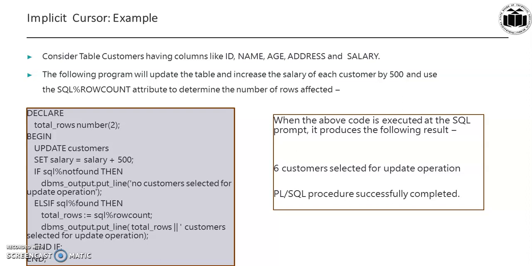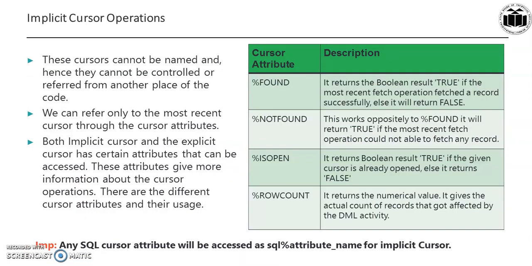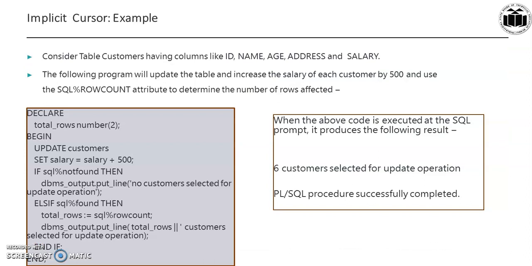So now the question is, how can we use those attributes? You can see one important note here. Any SQL cursor attribute will be accessed as the keyword SQL followed by % and the attribute name for an implicit cursor. So in the example, in the declare section, you can see one variable total_rows with data type number. In the begin section, one update operation is there: update customers set salary equal to salary plus 500. This is an SQL operation.